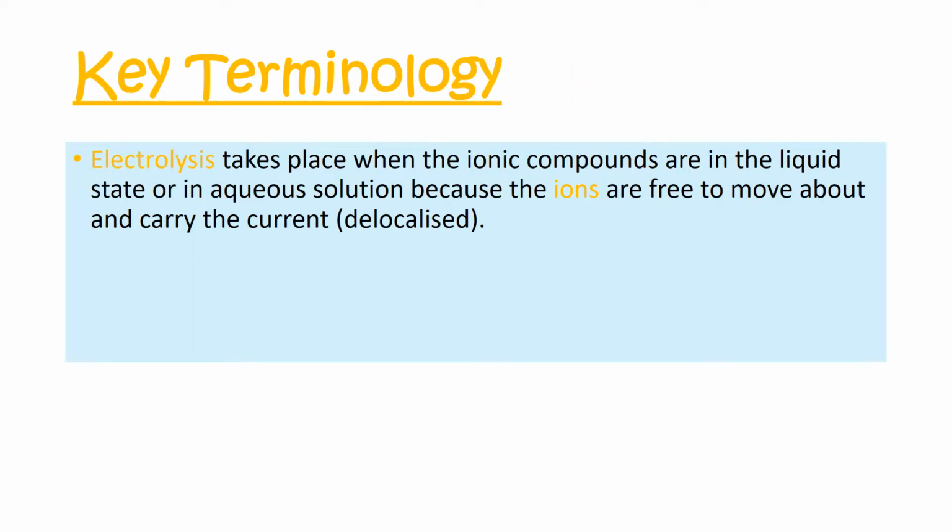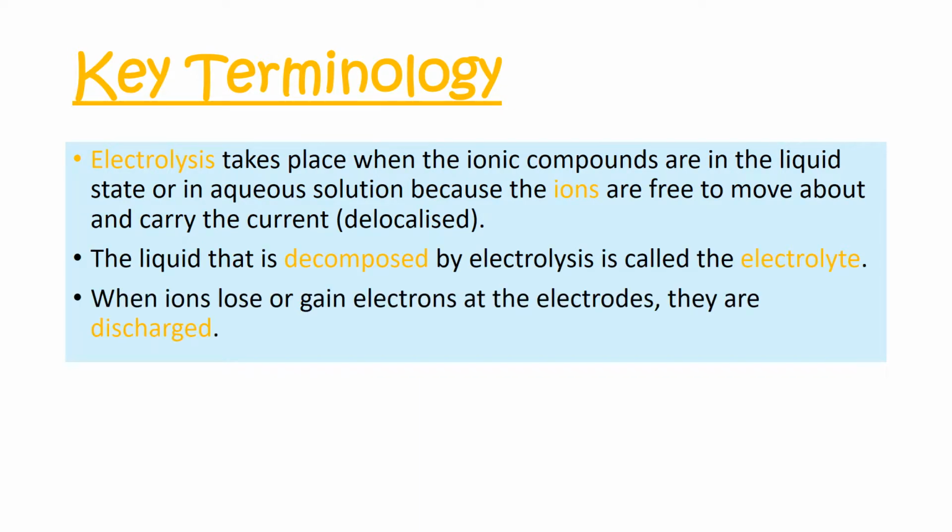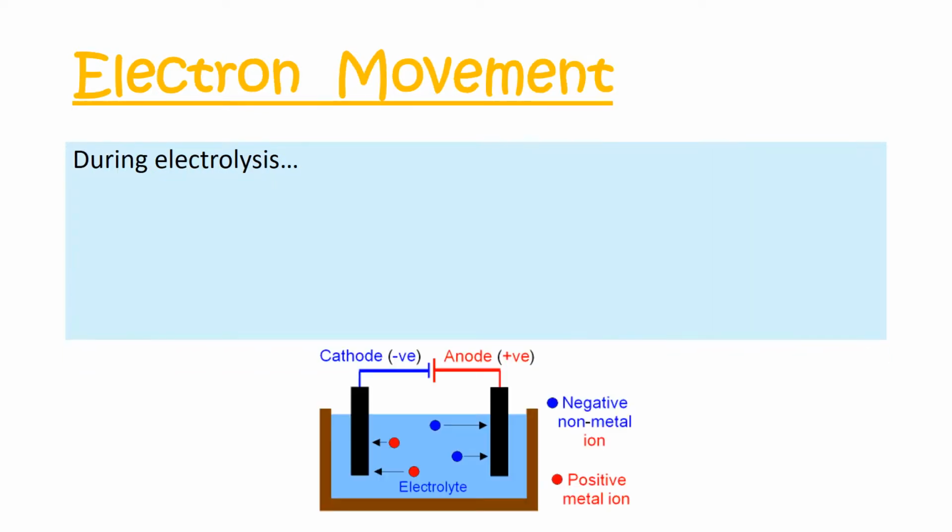Key terminology. Electrolysis takes place when the ionic compounds are in a liquid state or in an aqueous solution, because ions are free to move about and carry the current. This means they're delocalized. The liquid that is decomposed by electrolysis is called the electrolyte. When ions lose or gain electrons at the electrodes, they are discharged.